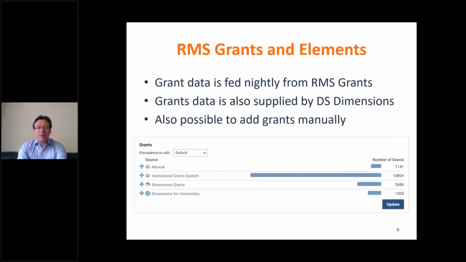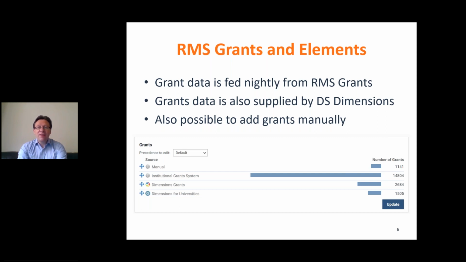Now, last year, we supplemented a lot of our own grants data with data from the Digital Science Dimensions product, and we subscribe to the data API that gives us publications and grants data. That allows us to capture a lot of additional grants that we mightn't have seen otherwise. It's also possible for individual researchers to add grants manually.